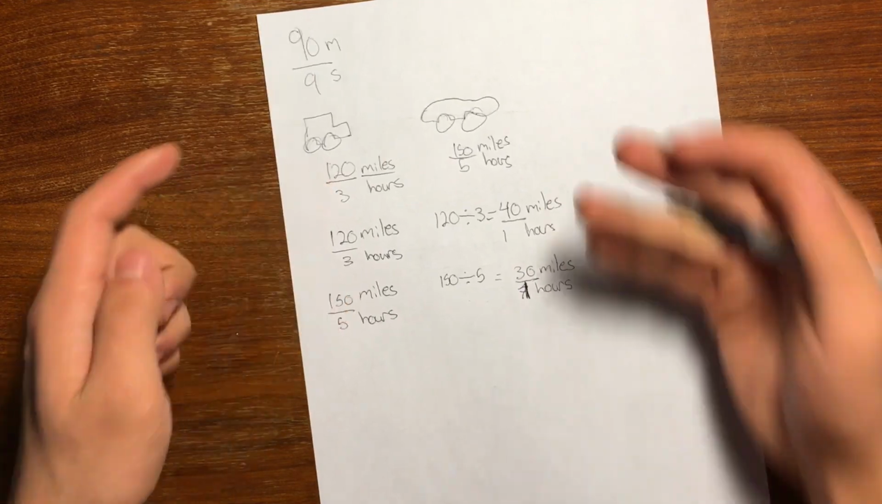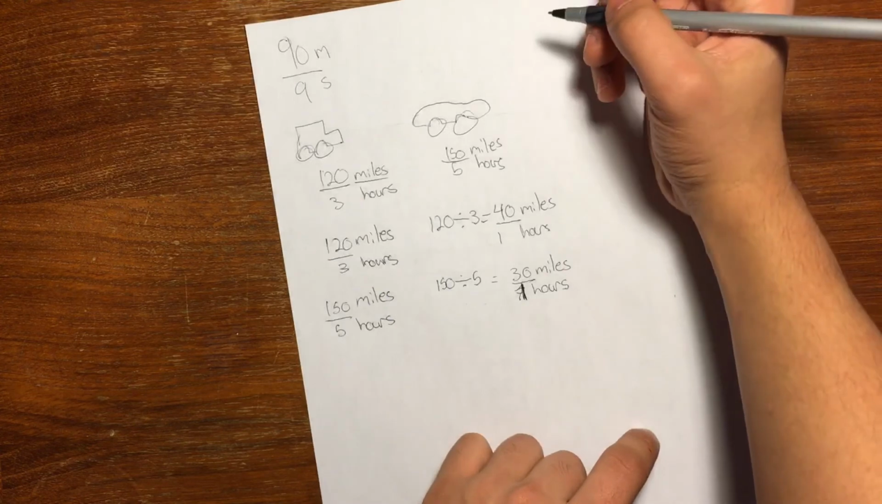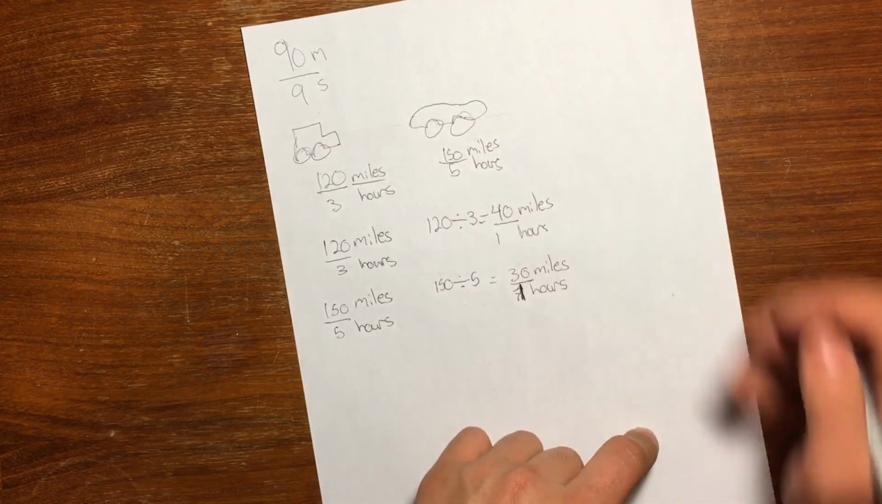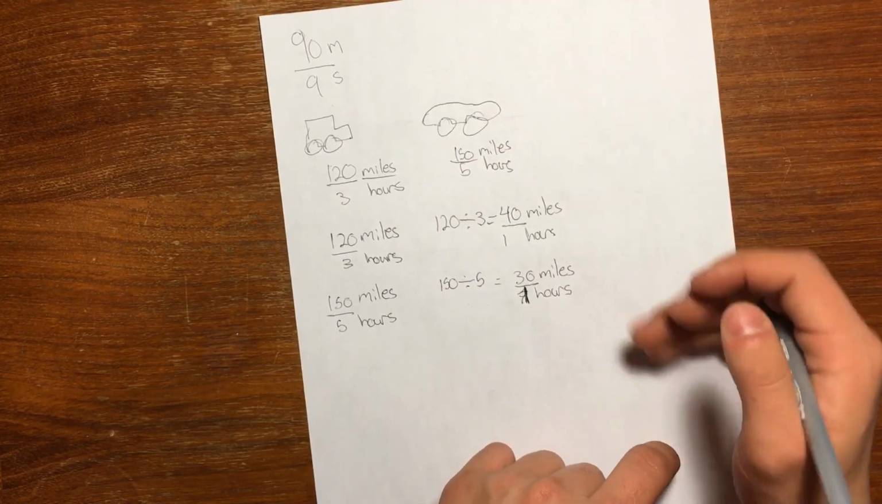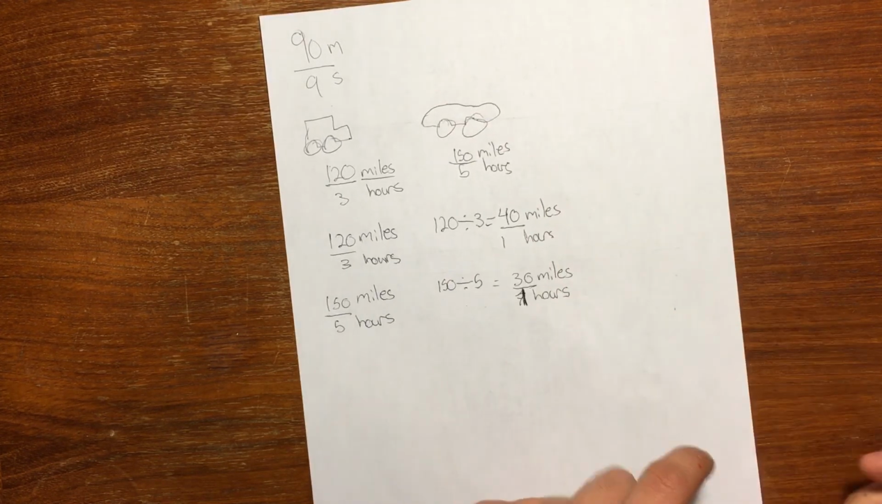So here we can compare them and see which rate is higher. Car number 1 would have the higher rate because it goes 40 miles in 1 hour. Well, the Bugatti here only goes 30 miles per 1 hour.